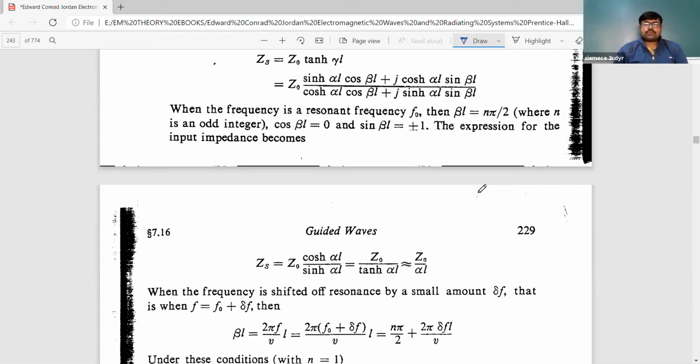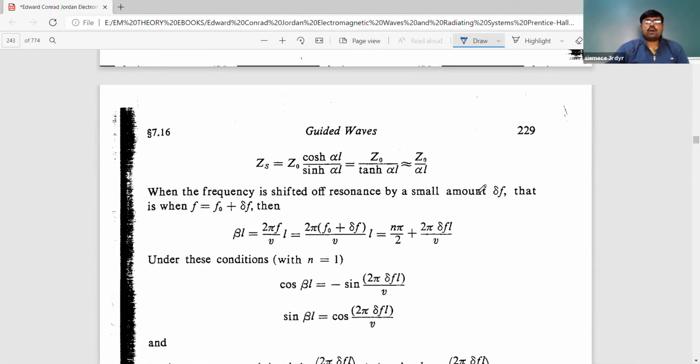When the frequency is shifted from the resonant frequency by a small amount delta F, that is, F equals F naught plus delta F, then beta L equals twice pi F divided by V into L, which equals twice pi into F naught plus delta F by V into L, equals n pi by 2 plus twice pi delta F L by V.